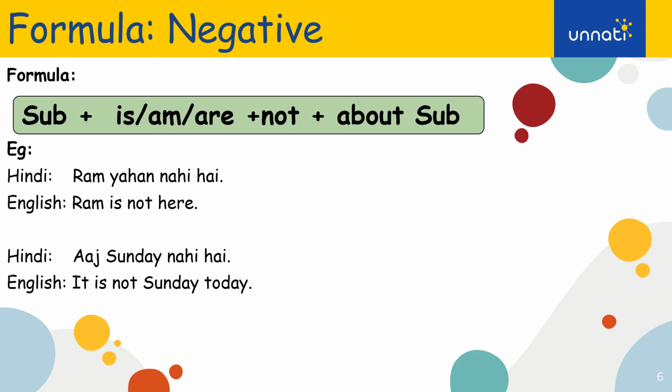The next sentence, आज Sunday नहीं है. So we would say in English, it is not Sunday today. So it is the subject here. Then we have the state of being verb is, not to make it negative, Sunday today. We are talking about the subject, it, whether it is Sunday or it is not. We are describing about the subject here. Yeah? So this is how we would construct a negative sentence with a state of being verb in it.